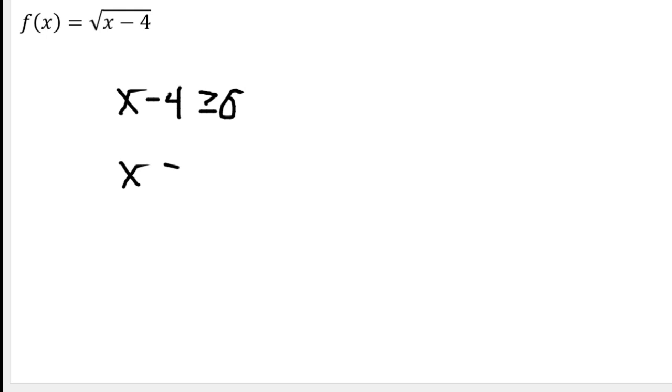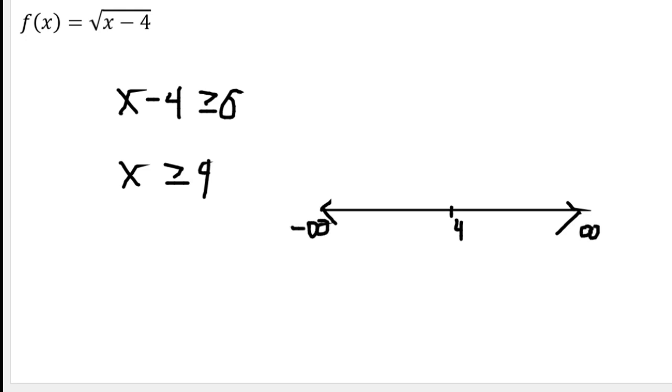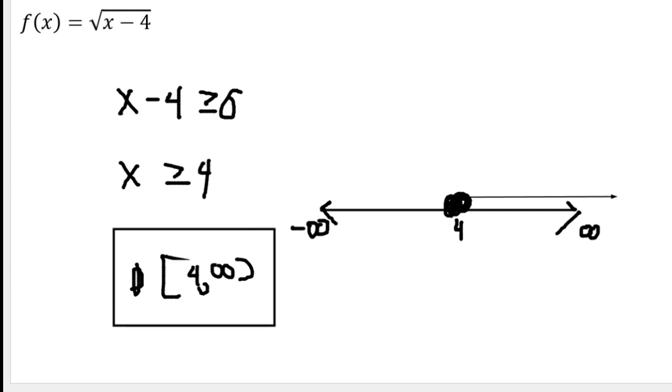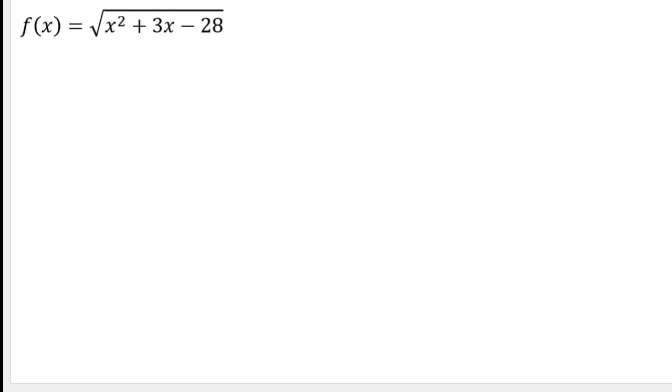Now, what if we have a radical function? To find the domain, we're just going to set the radicand greater than or equal to 0 and solve for x, and then we're going to plot the value of x that we have solved on the number line, going from 4 to infinity. So the domain is, we're going to put a bracket instead of parentheses because we have a closed circle. So this is it.